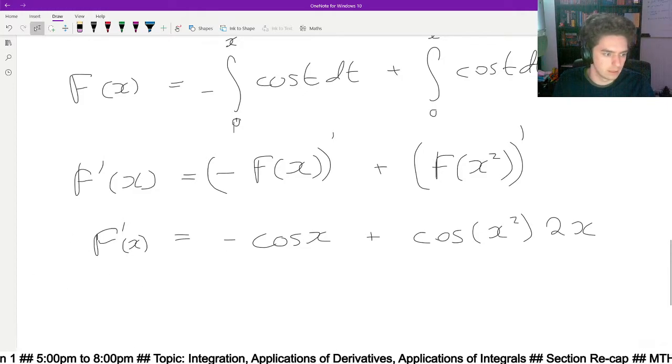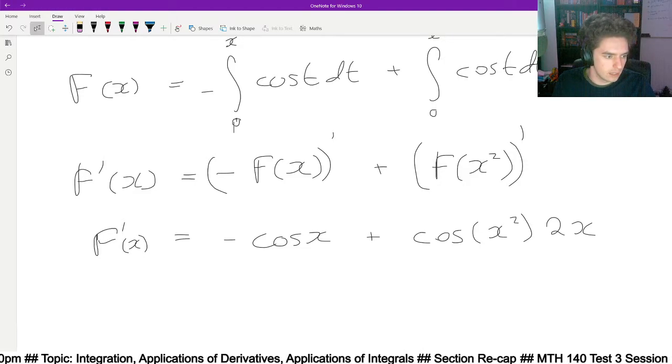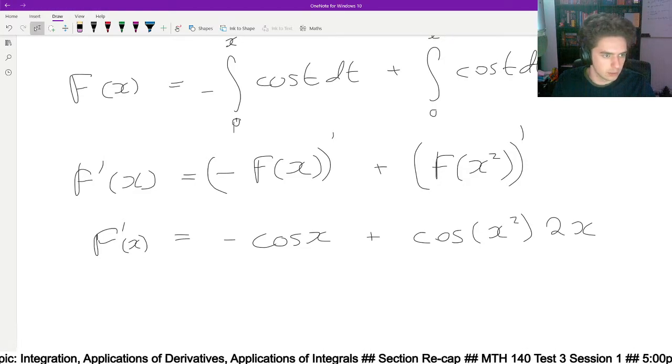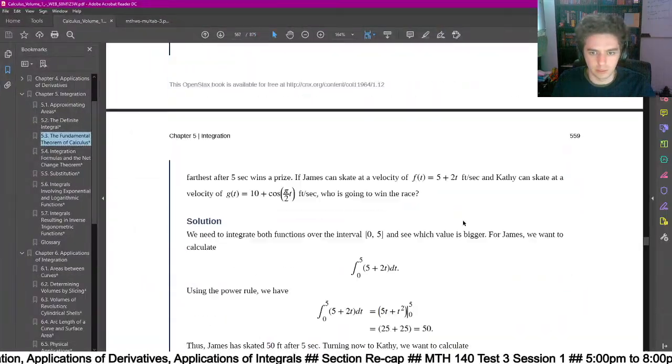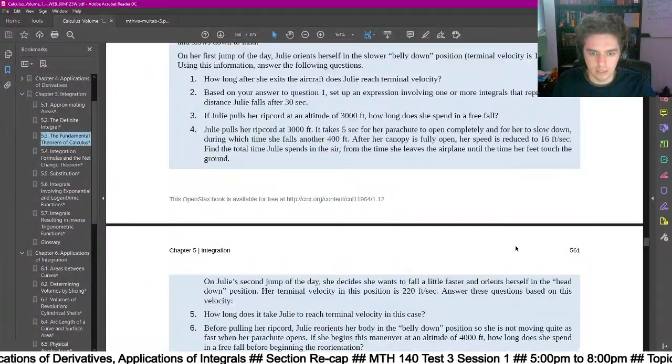Big F prime of x. Okay. Then, let's see, what else is there in this? I'm just scrolling through, may as well put it on the screen while I'm scrolling. So, yeah, that looks like it.